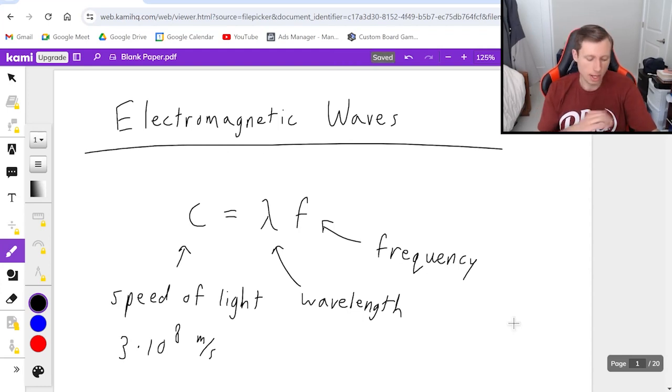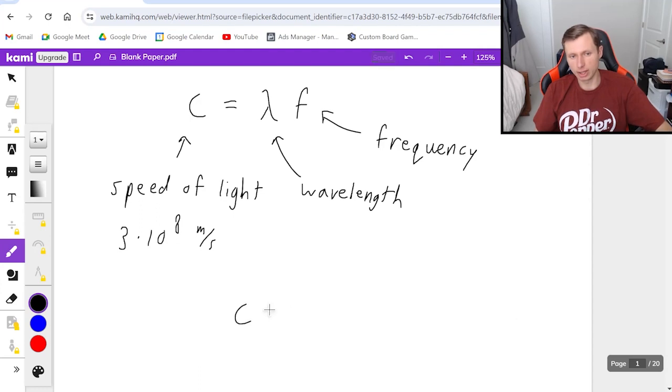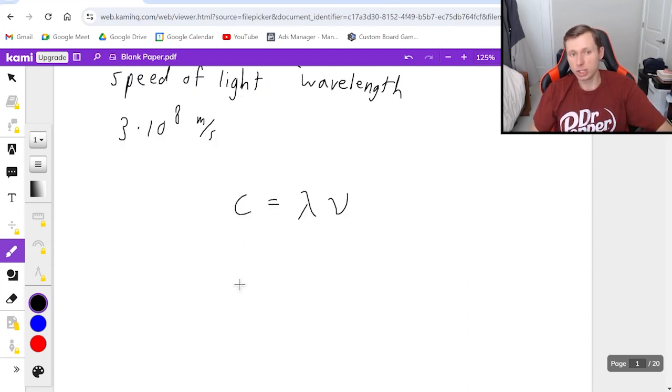And just so you know, I've also seen this equation written like this, where instead of F for frequency, they'll use the Greek letter nu, which looks like a curly V of some sort. But it means the same thing. It's wavelength times frequency. And by the way, this equation holds true for anything traveling in a wave, whether it be a light wave or even just a wave on the ocean, except instead of C being the speed of light, we usually say V for velocity of the wave or wave speed. And that is the exact same equation.